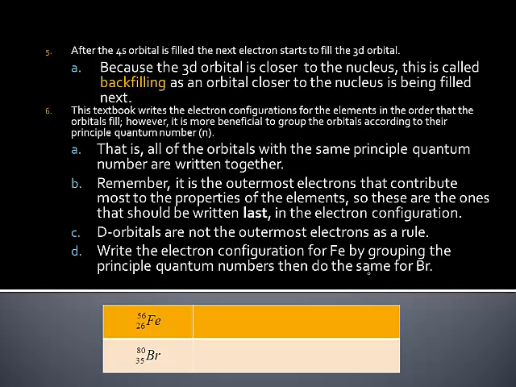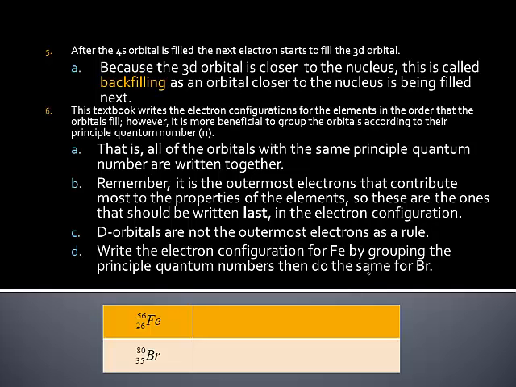That's because it's the outermost electrons that contribute the most to the properties of an element, so those are the ones that we want written last. Also, when we form ions, it's the outermost orbital electrons that will be removed first. So it's advantageous for us to have those electrons written at the end so that we are cleared to steal them first.